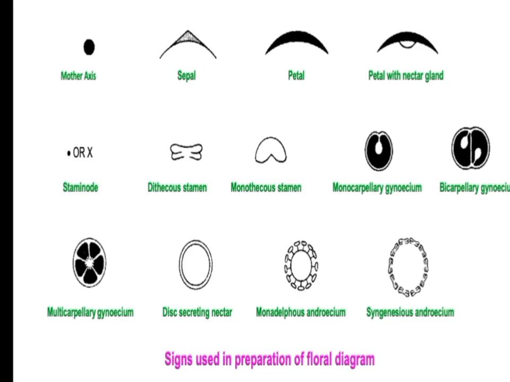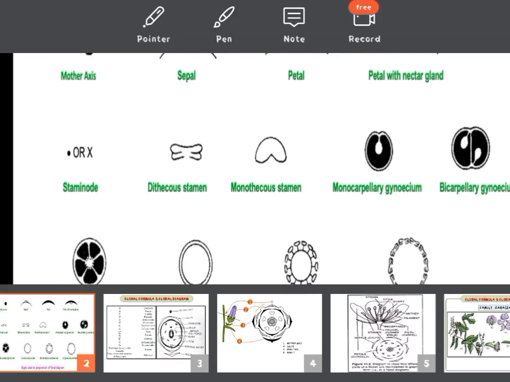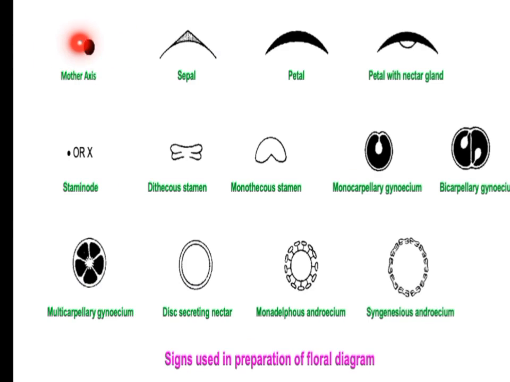These are the signs or symbols which we use for the floral diagram. So this is the mother axis. We will discuss what the mother axis is. You will never be clear when I say it orally, so I will show some pictures so you will be clear.